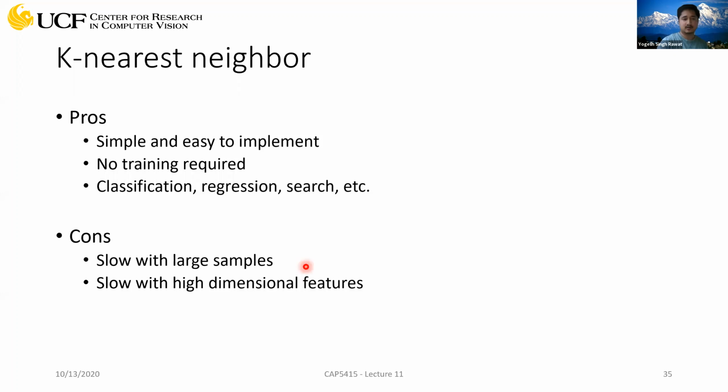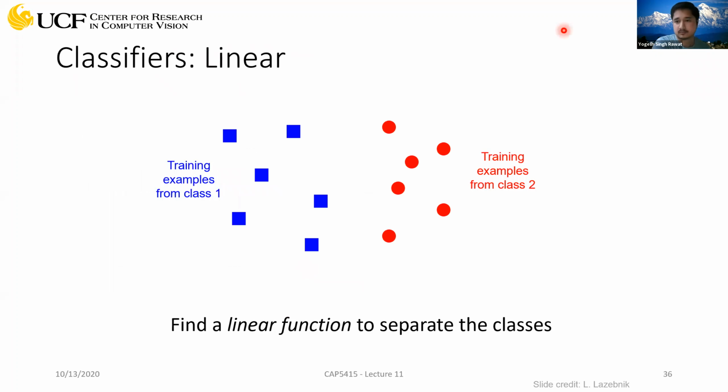All right, so that's all about K nearest neighbor or nearest neighbor. Any quick questions before we move forward? So I think there was a question from Gayur.